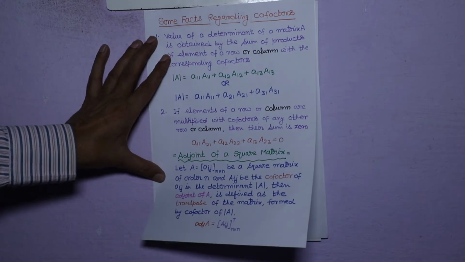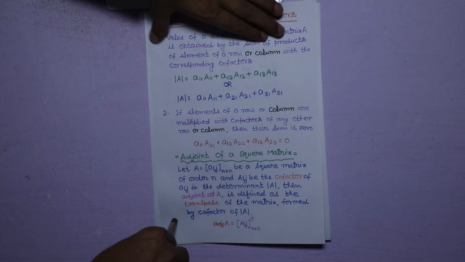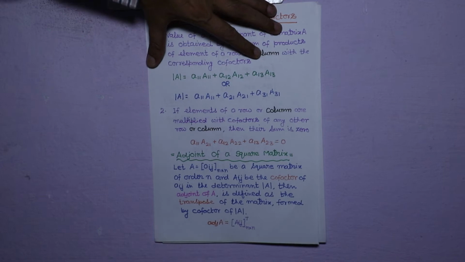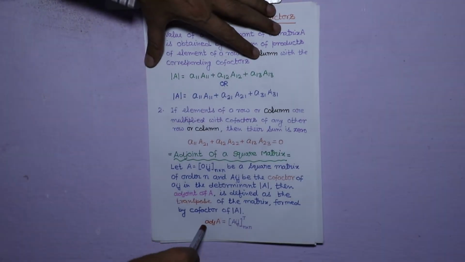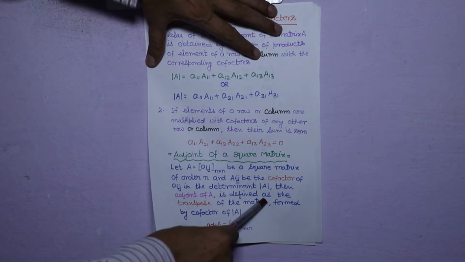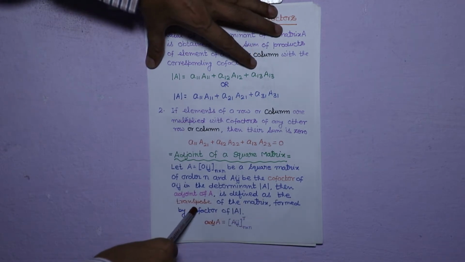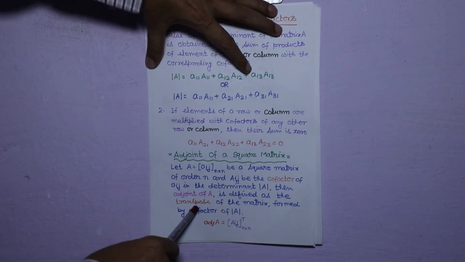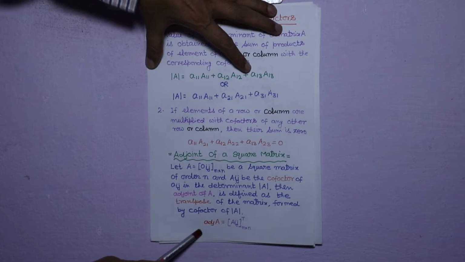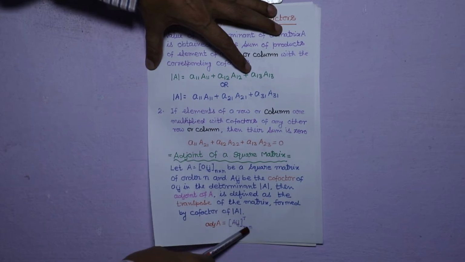Then the adjoint of a square matrix. If you know how to find the cofactors, then this will be very helpful. Let A = [aij] be a square matrix of order n, and Aij the cofactors of aij. Then the adjoint of A is defined as the transpose, meaning rows and columns are interchanged, of the matrix formed by the cofactors. It is denoted by adj A, equal to the transpose of [Aij].